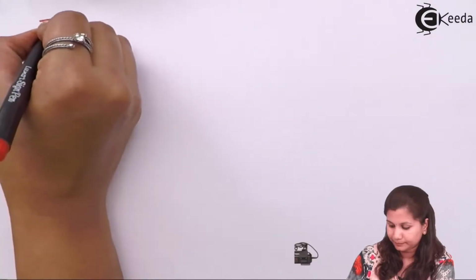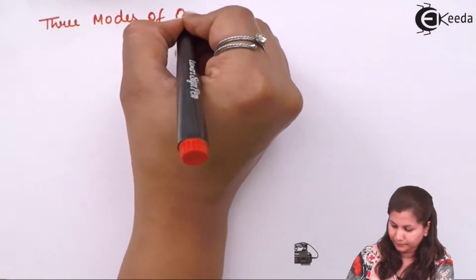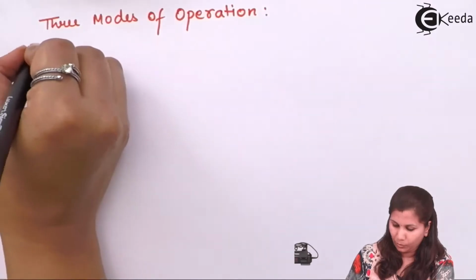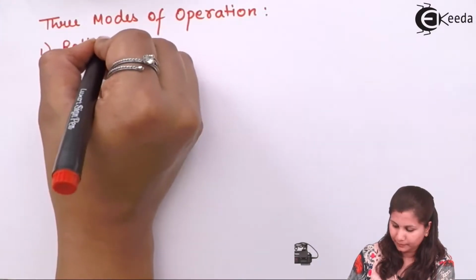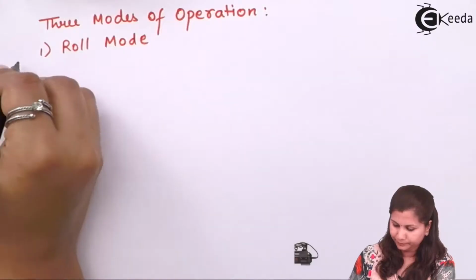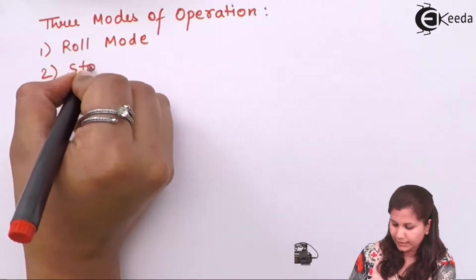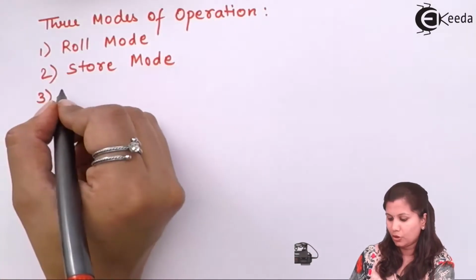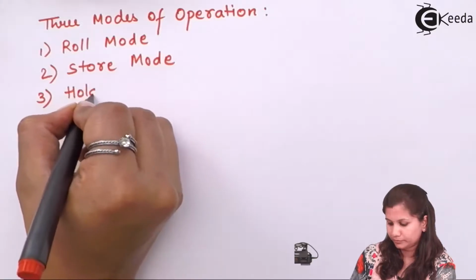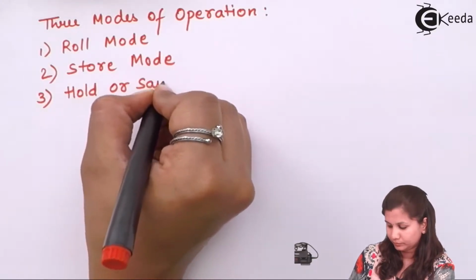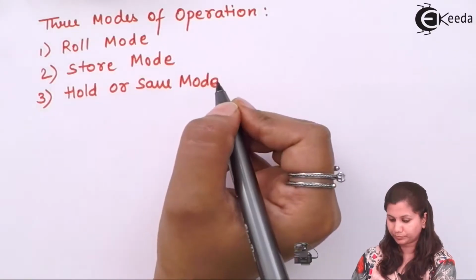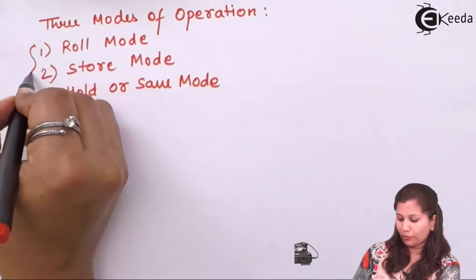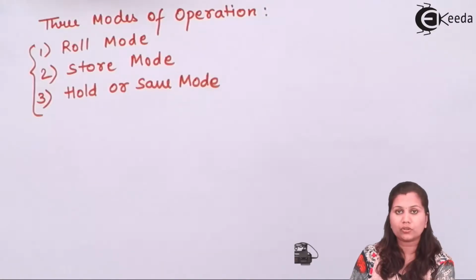Now the digital storage oscilloscope can work in three modes of operation. One is the roll mode, second is the store mode, and third is the hold or save mode. So these are the three modes of operation of the digital storage oscilloscope.